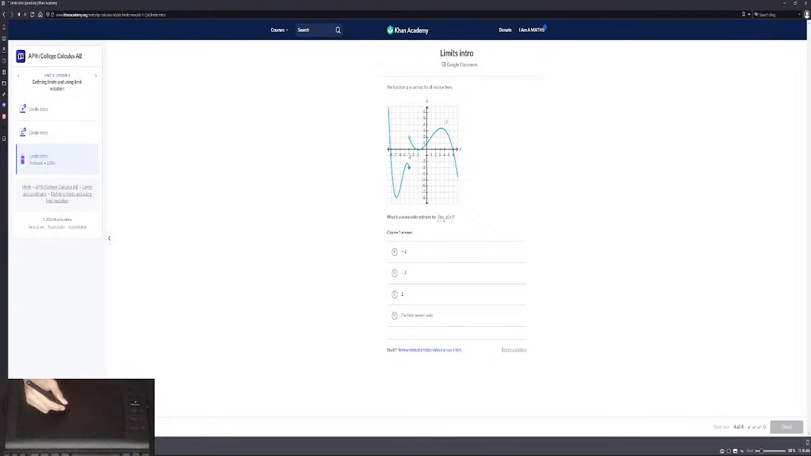-4. The limit as x approaches -4 does not exist because there is two. It's not a two-sided limit. And there's a jump discontinuity. So the limit does not exist.